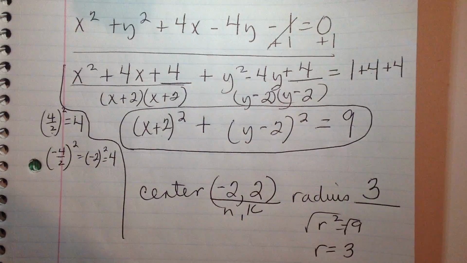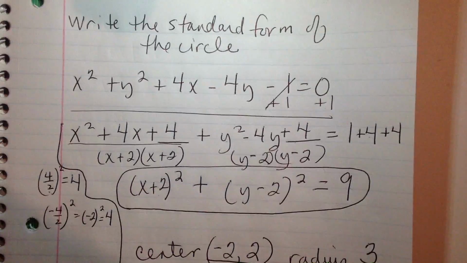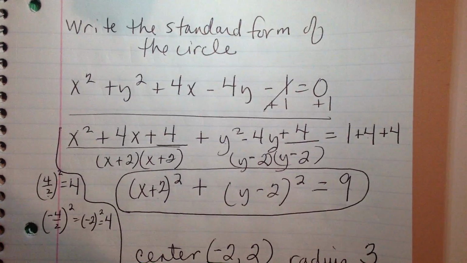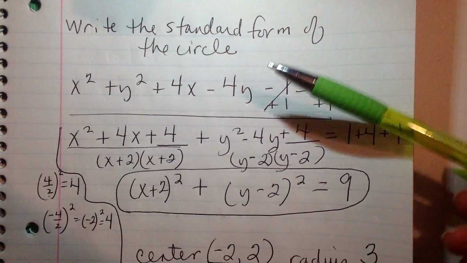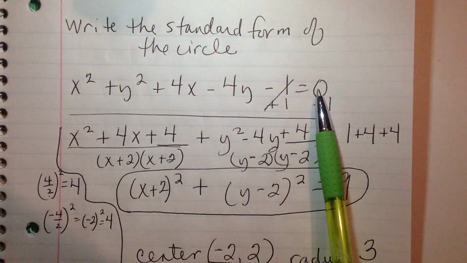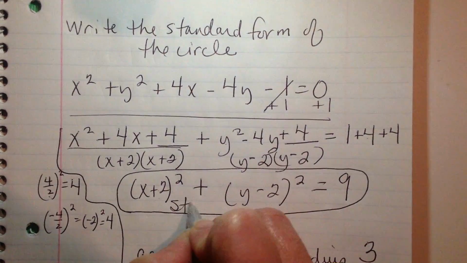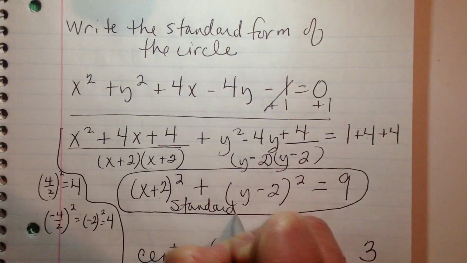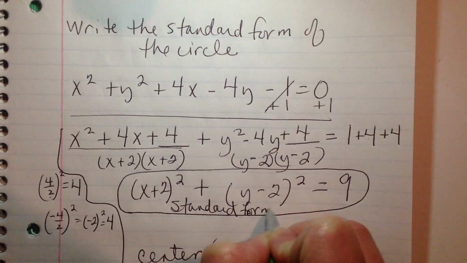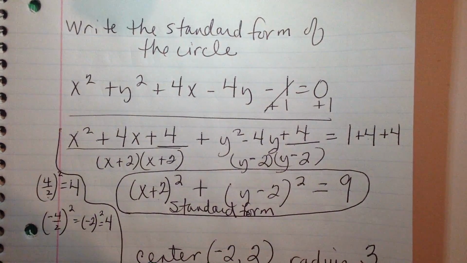And we've graphed some previously. So the main focus of this problem was just to make sure that you understand completing the square, and that you can go from the general form of a circle to standard form. So this is actually the answer to our problem, which is the standard form of the equation of a circle.